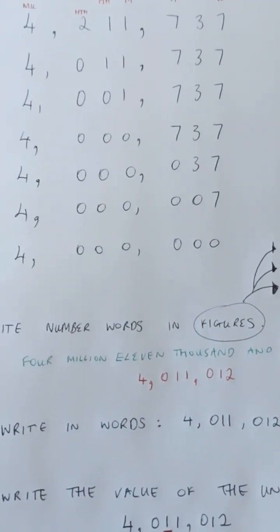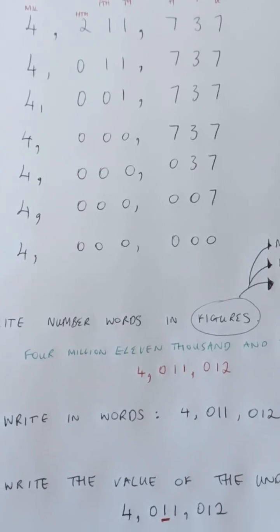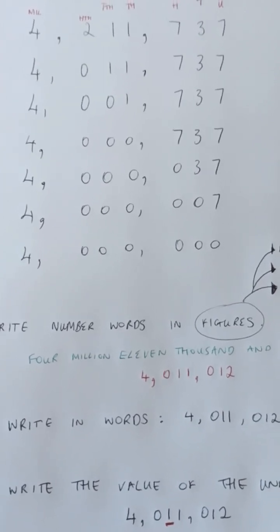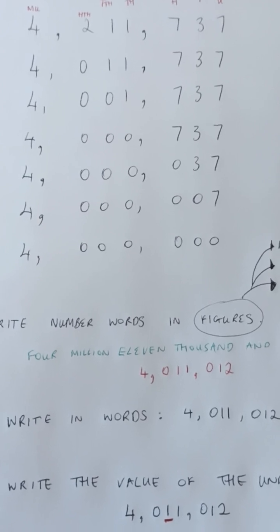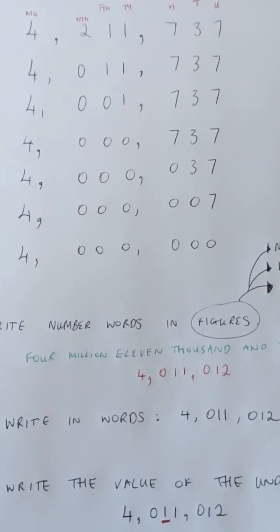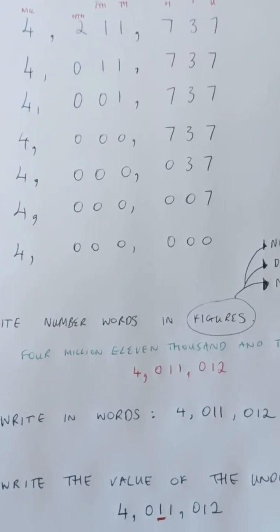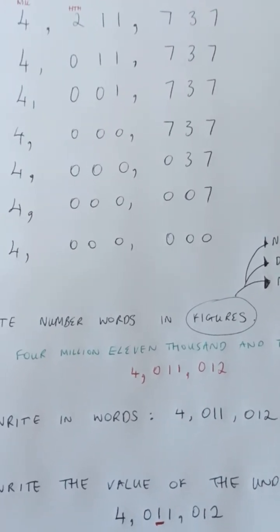The next number down is 4,001,737. The next number down, 4,000,737. The next number down again, 4,000,037. And the next number down, 4,000,007. And the final number is 4 million.